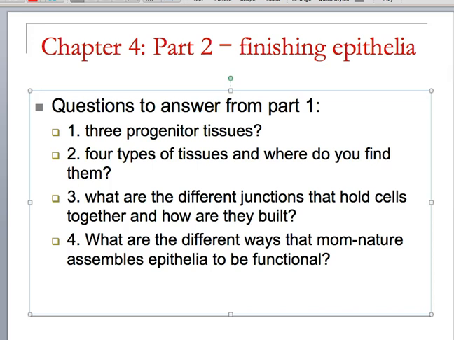I'm not going to answer the next 2 for you, but what are the different junctions that hold cells together? I'm looking at that cartoon where we went from essentially the basolateral surface. We looked at the lateral surfaces first, and we worked our way to the basement membrane. What are the proteins that are used to build junctions that hold cells not only together, but also to some sort of basement membrane so they don't move away from one another? And then finally, if we think about epithelia specifically, what are the different ways that Mother Nature assembles them so they can actually be functional?